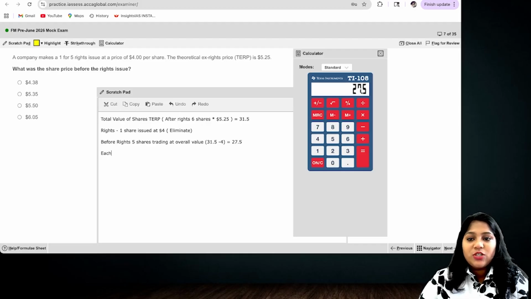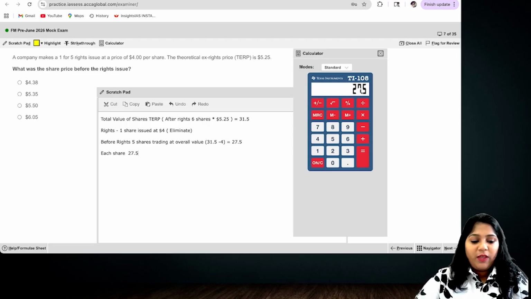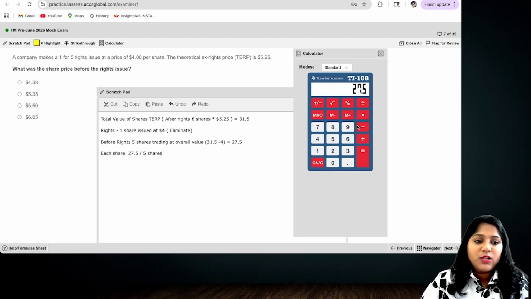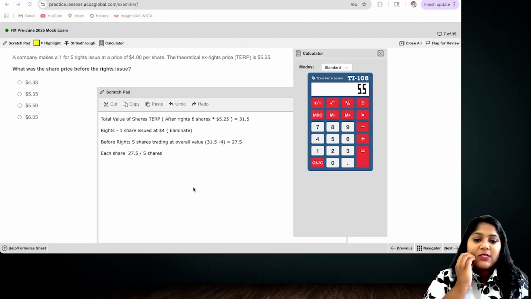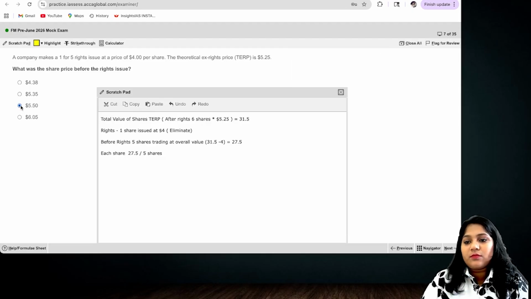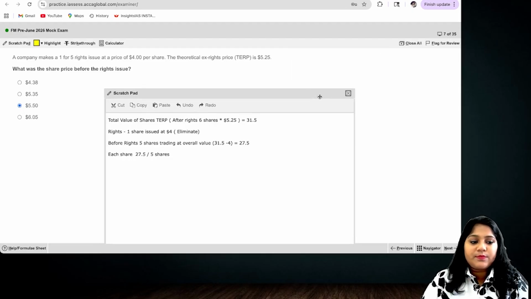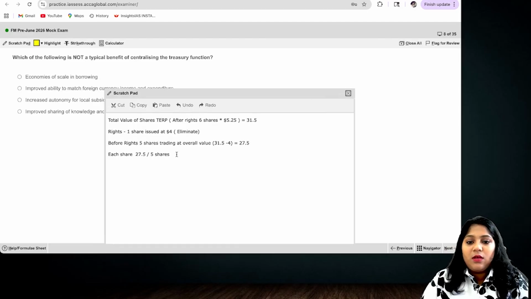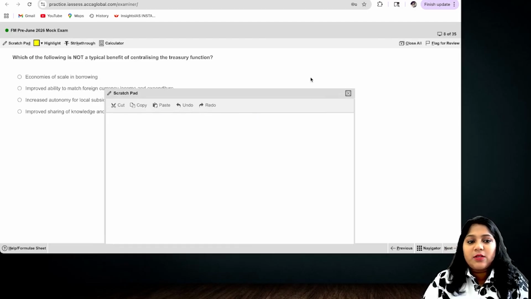So for each share, it would have been 27.5 divided by those 5 shares. And if you do that, you shall get an answer of 5.5. So the answer for this question has to be simply 5.5. Fair enough? Let's move to the next question.